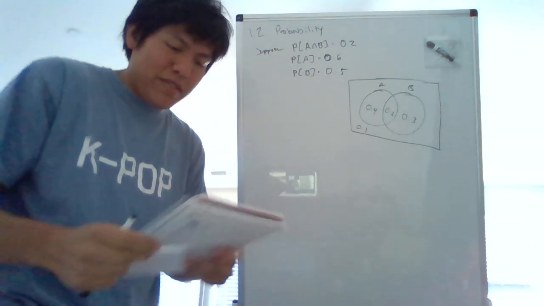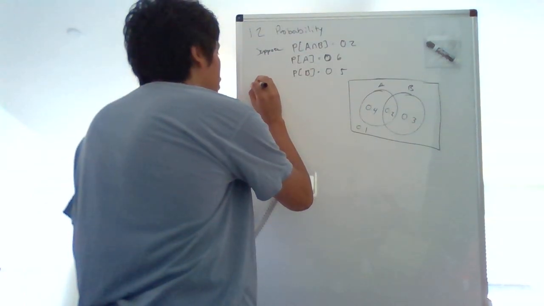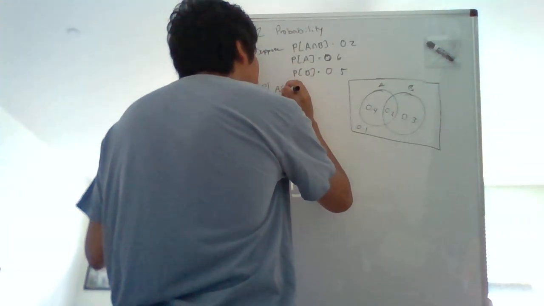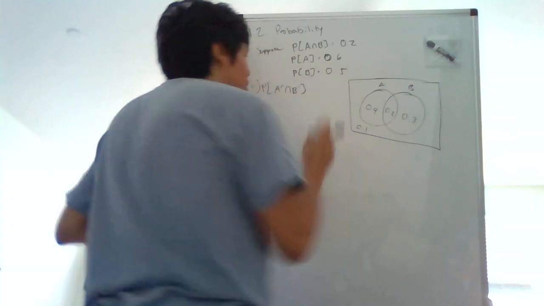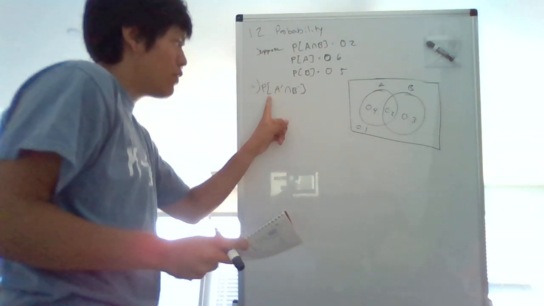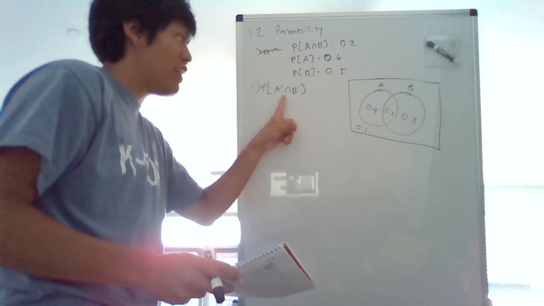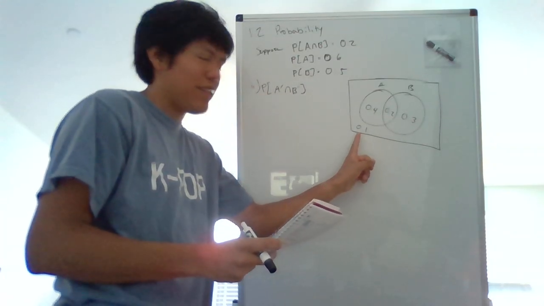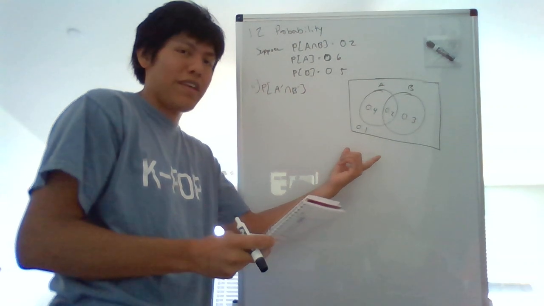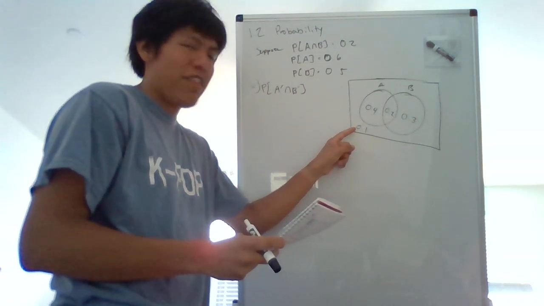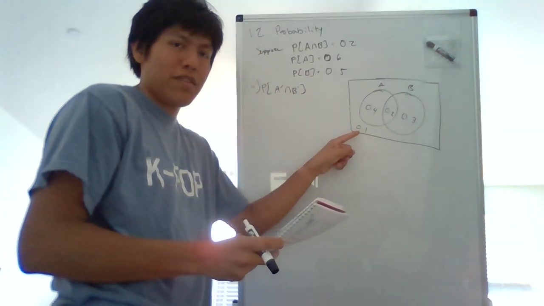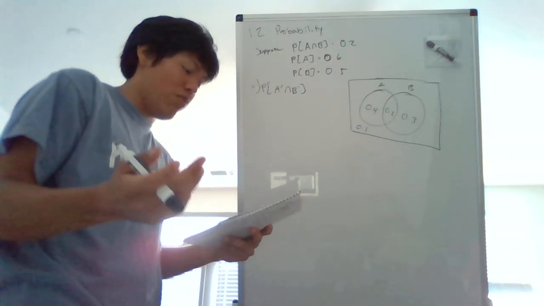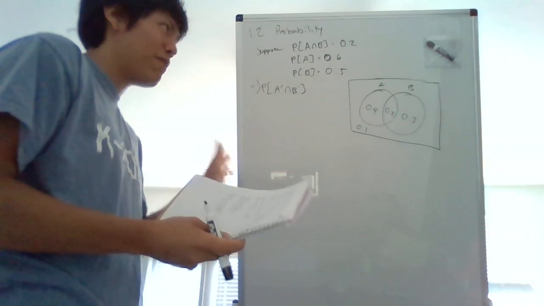The next part of the problem is asking us to find the probability of A complement intersect B complement. So what is the probability of everything that is not in A and is also not in B? And that's where we get 0.1. So this one was quick and easy, right? Because we already did the diagram. It's 0.1. This is everything that is not in A and is also not in B. But if we wanted to use the rules, I'll show you guys how to find it using the rules.